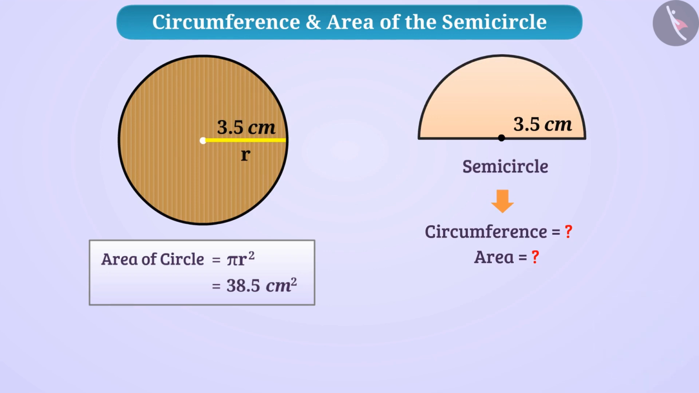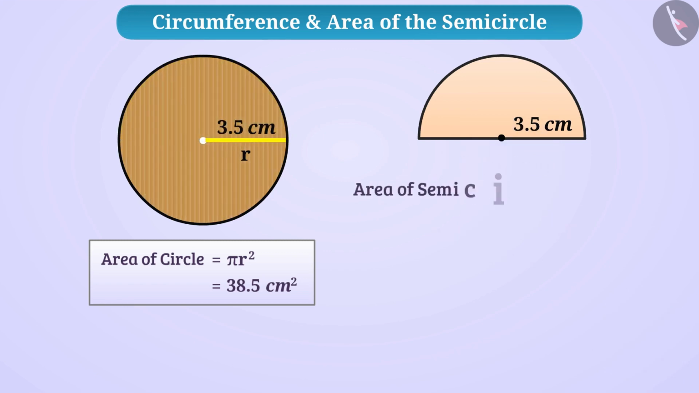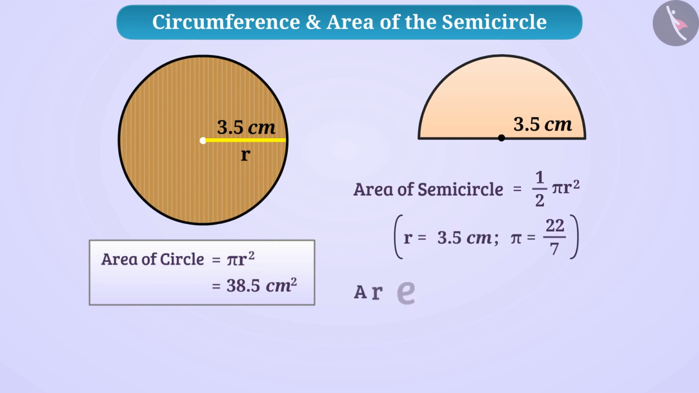Let me tell you, semicircle means half of the entire circle. Therefore, the area of the semicircle will be the area of the entire circle divided by 2, that is half pi r square. In this way, taking radius r equal to 3.5 and pi equal to 22 by 7, we will get the area of this semicircle as 19.25 square centimeter.